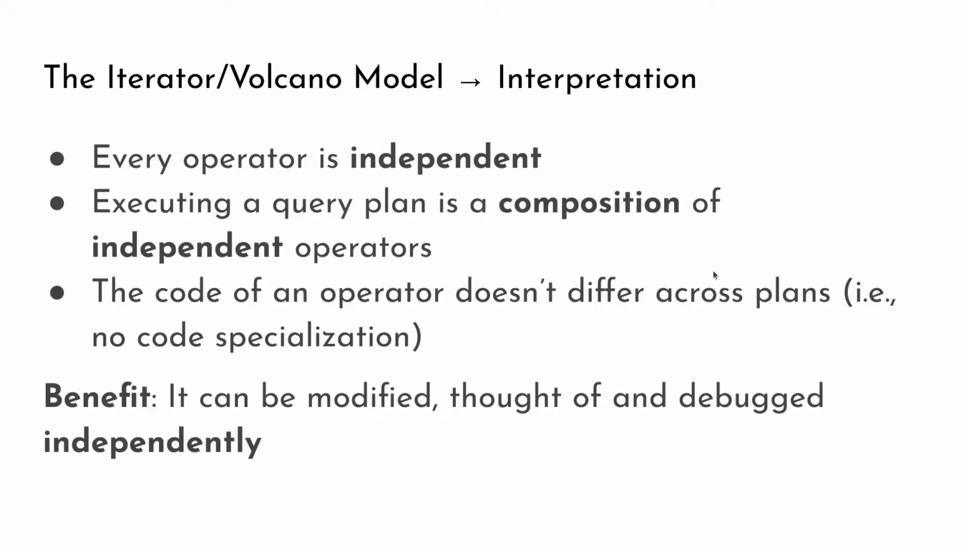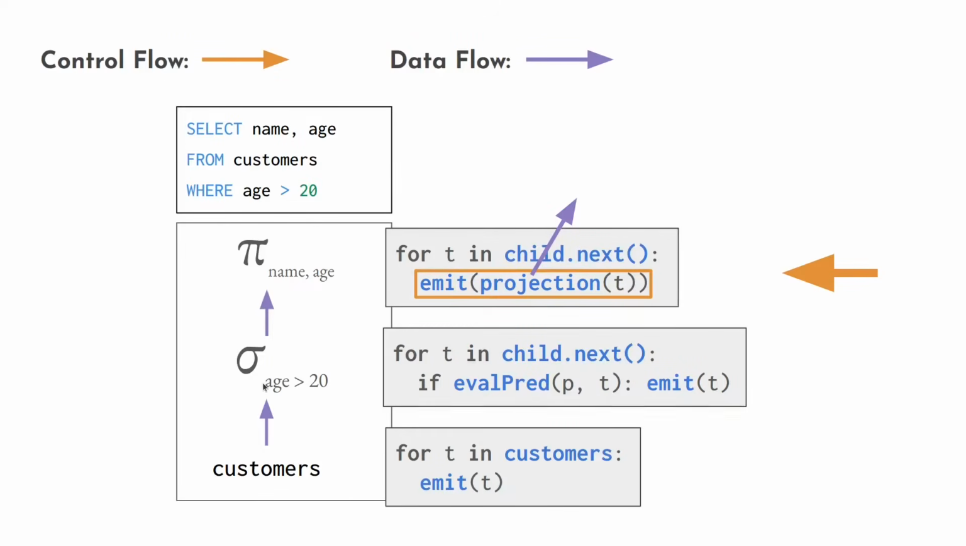The benefit is that an operator can be modified, thought of, and debugged independently. So for example, if we go back to, say, this plan right here, and I'm having some problems, I'm not really sure what's happening, and I think the problem is in the selection. Well, I can just go and see the code of the selection independently, debug it, add prints into it, and read the code independently of the code of any other operator. Again, this can be thought of as different modules compiled independently.